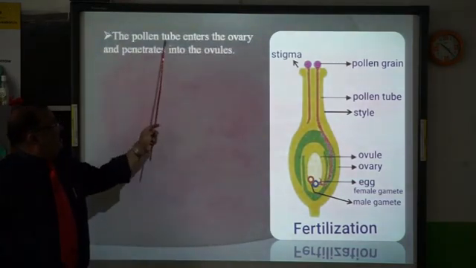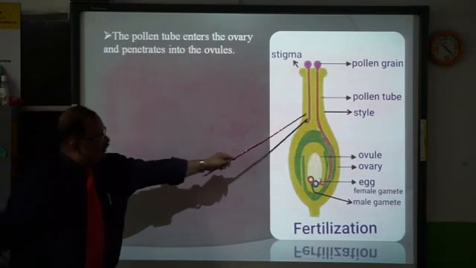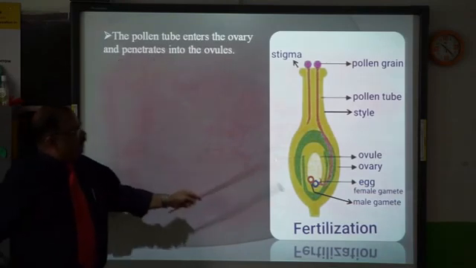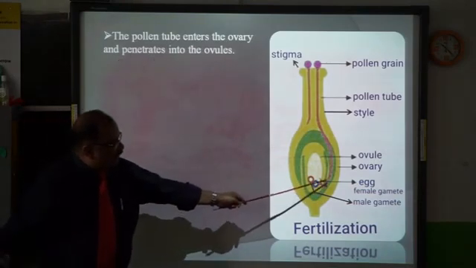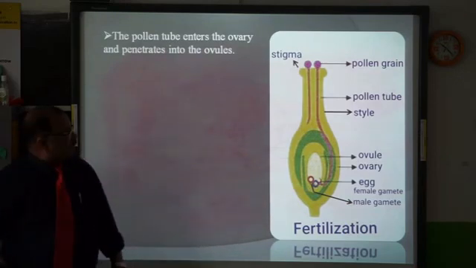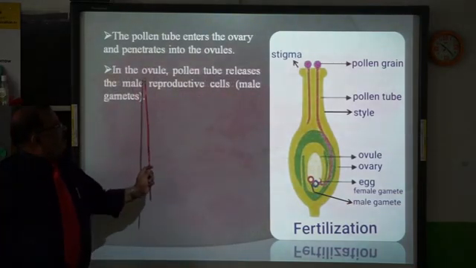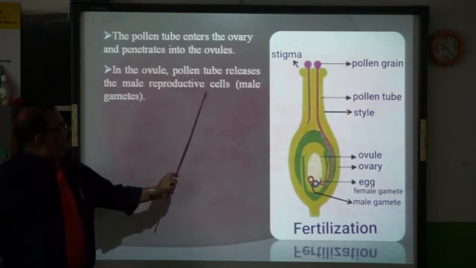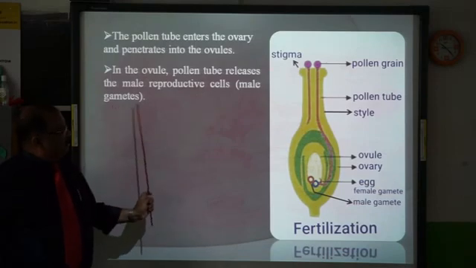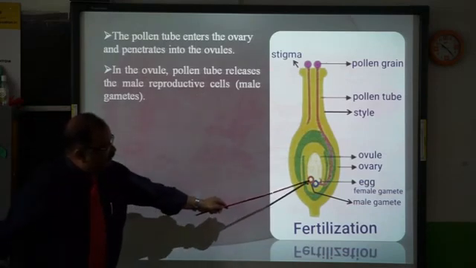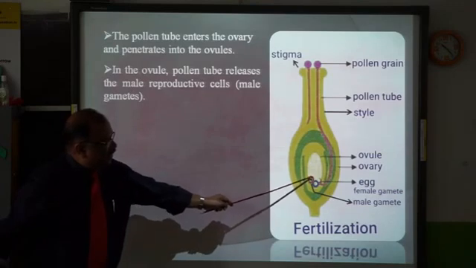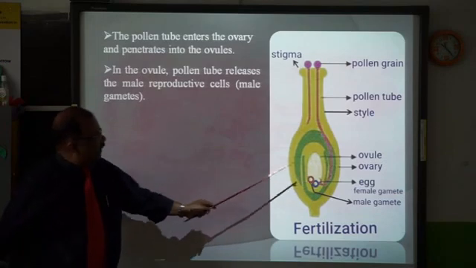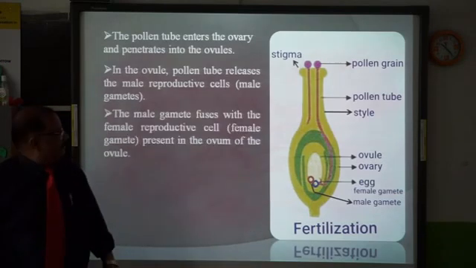So the first one, what happens? The pollen tube enters the ovary. This tube is entering the ovary and penetrates the ovules. So inside the ovule you can see this tube has come. In the ovule, the pollen tube releases the male reproductive cell, which is also called male gamete. The red one here you can see. So this is the male gamete, male sex cell. Okay, so this is released here inside.